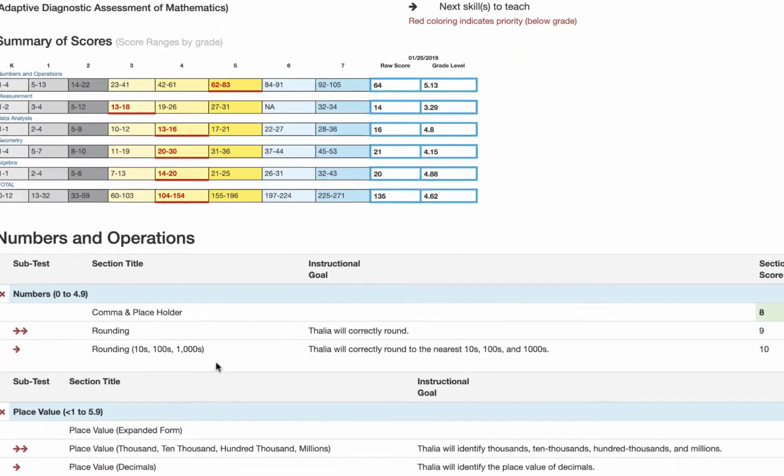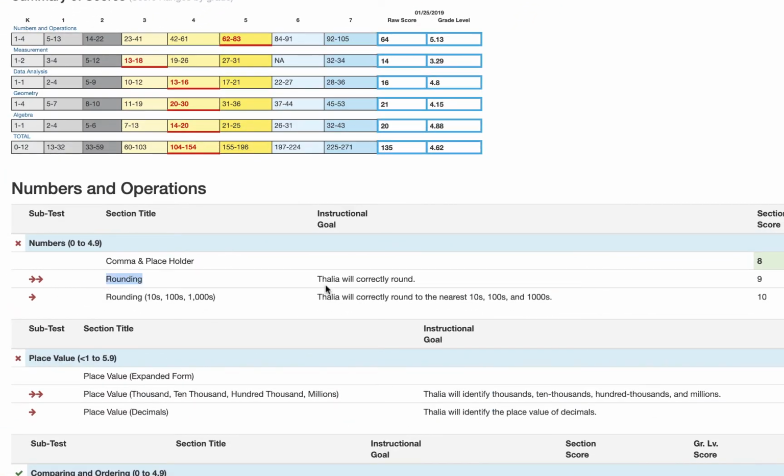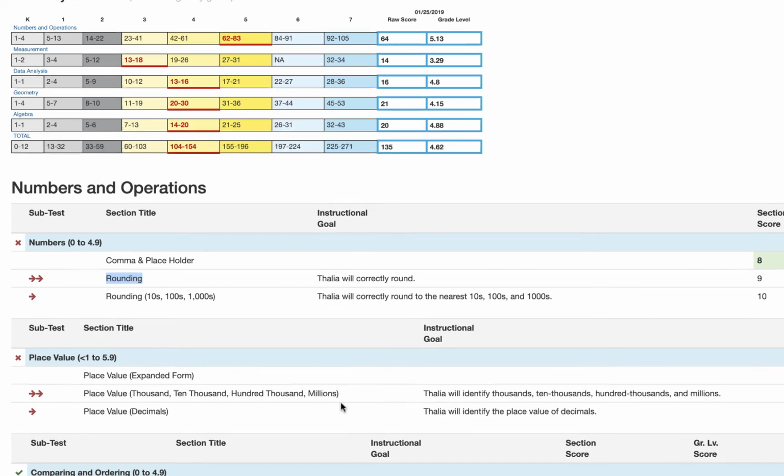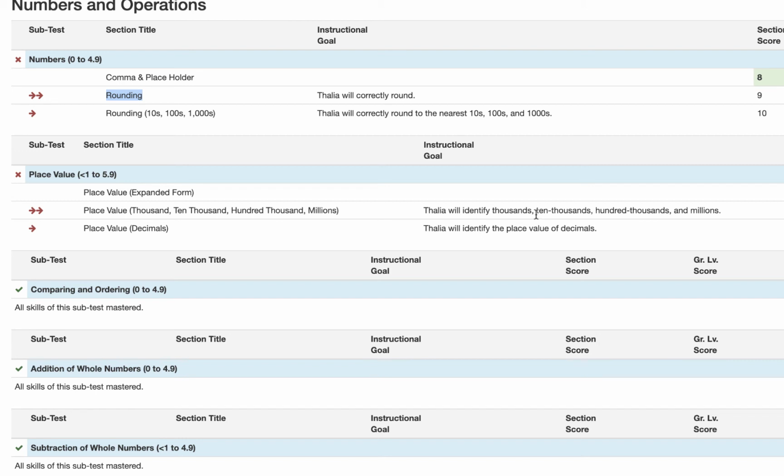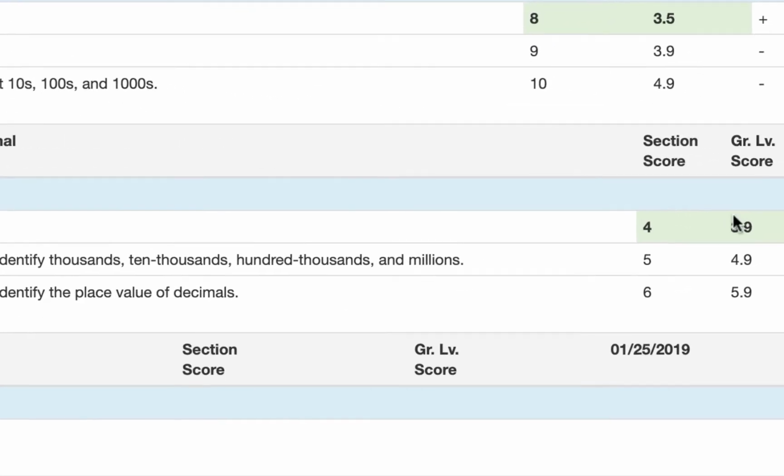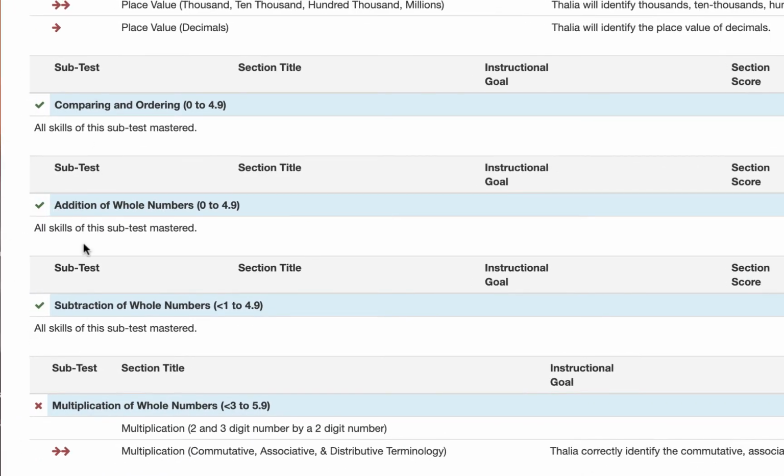proximal development. So if we look at numbers, she needs to work next. Thalia will correctly round, and after that she'll work on rounding to the nearest tens, hundreds, and thousands. Within place value, she's working on thousands, ten thousands, hundred thousands, and millions, and then after that she'll be working on decimal place value. This green highlight tells us where she's at. Her current present level is at 3.9, but she's working on a grade level 4.9, which is end of fourth grade skill. And then after that, she'll be working on decimal place value, which is fifth grade. These skills here, these three with the green arrows, she's mastered. So she's mastered comparing and ordering, addition of whole numbers, subtraction of whole numbers.